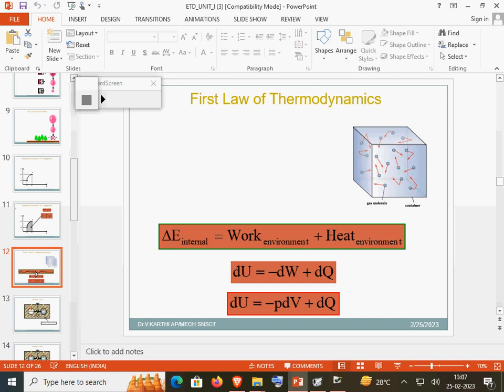Next one is the first law of thermodynamics. Internal energy is equal to kinetic energy plus potential energy. It depends only on the current state of the system: pressure, volume and temperature. It does not depend on the past state, or on how the state change occurs. Changes are the result of external forces on the system: internal energy, work by the environment and heat from the environment. dU equals minus dW plus dq, so dU equals minus PdV plus dq.